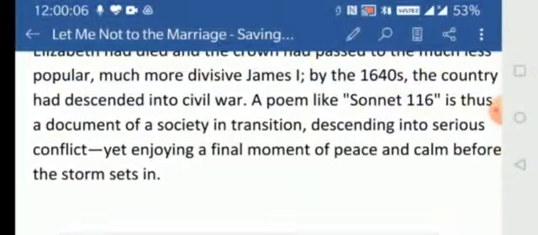And with this, we finish with the analysis of the poem Let Me Not to the Marriage of True Minds, Sonnet 116 by William Shakespeare.